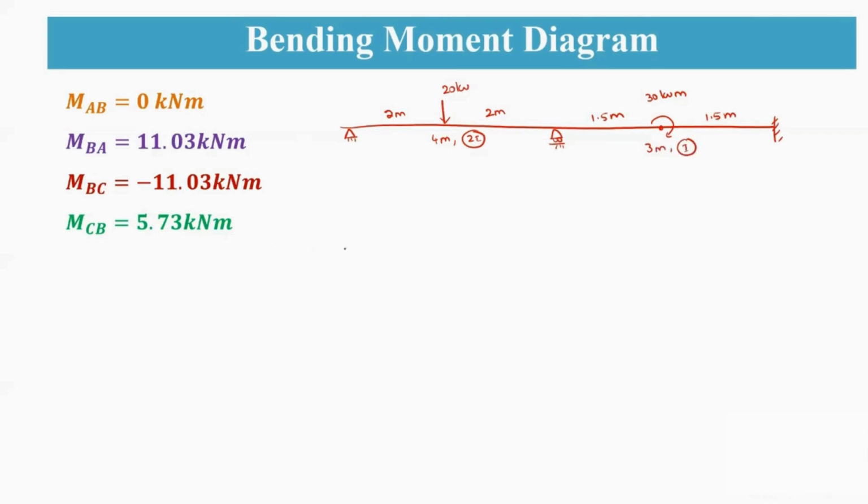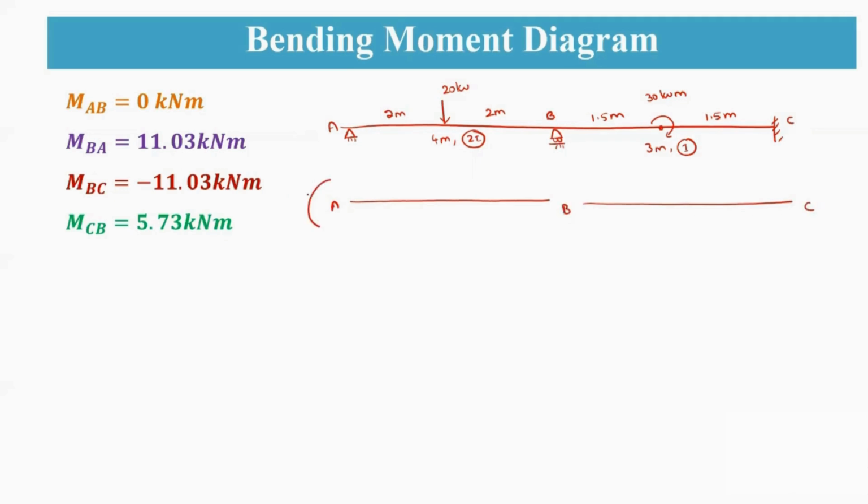Now coming to the bending moment diagram, this will be equal to the free moment plus the fixed moment. So first we'll draw the free body diagram for this beam. Sorry, this is A, B and C, so this is also A, B and C.